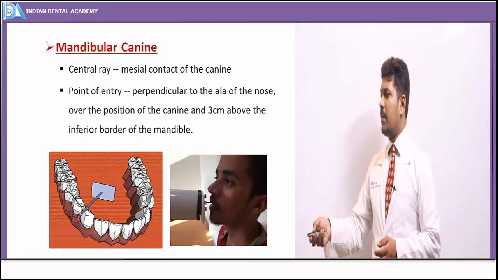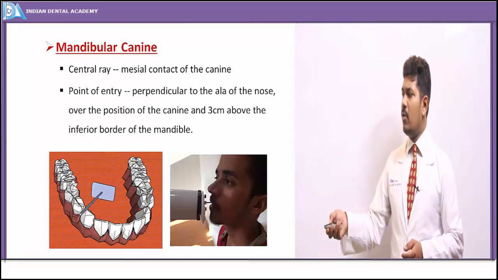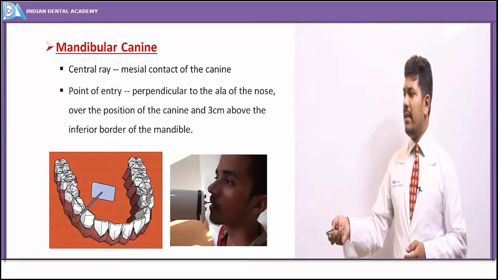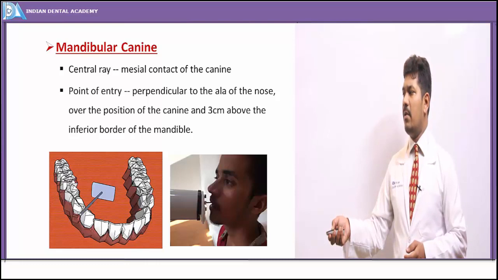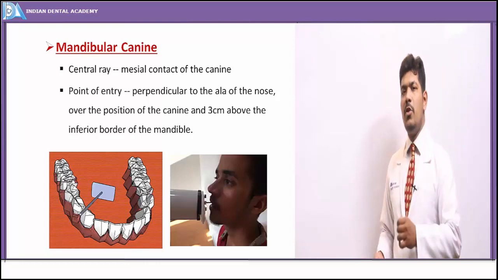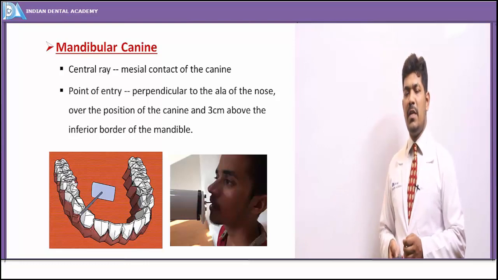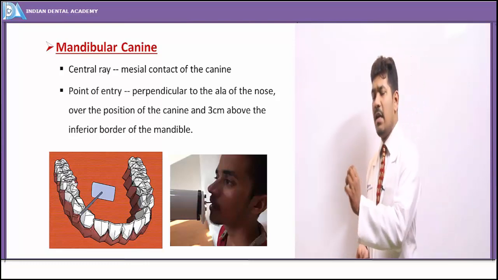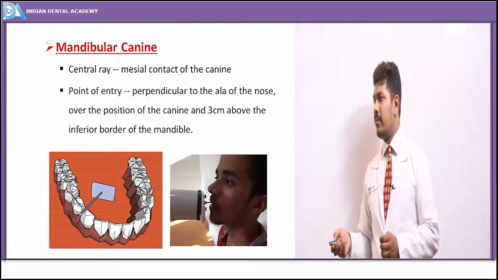If you see the picture over here, if you drop a perpendicular from the ala of the nose, this perpendicular will hit the inferior border of the mandible. Now along this line, if we pick out a spot at 3 centimeters above the inferior border of the mandible, it will be directly over the position of the canine, which will give the image specific to the mandibular canine, opening the mesial contact.